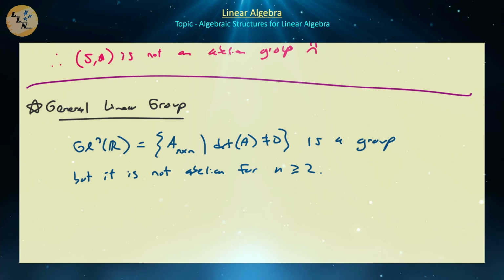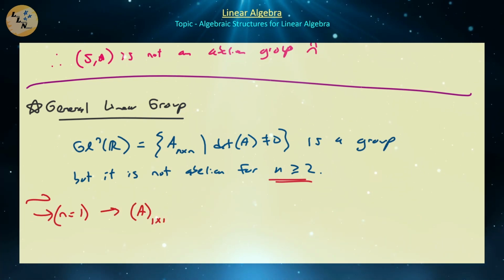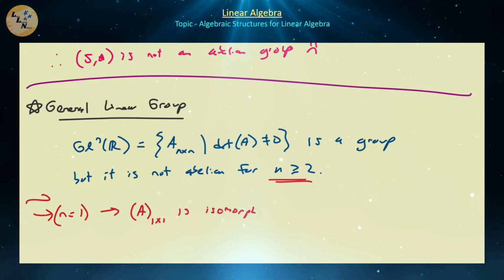And one can say, well, why do I need to specify n greater than or equal to 2? Well, if n is equal to 1, then we know that A, which is a 1 by 1 matrix, we know that this set is isomorphic to the vector space R, right? Which is the set of real valued scalars.